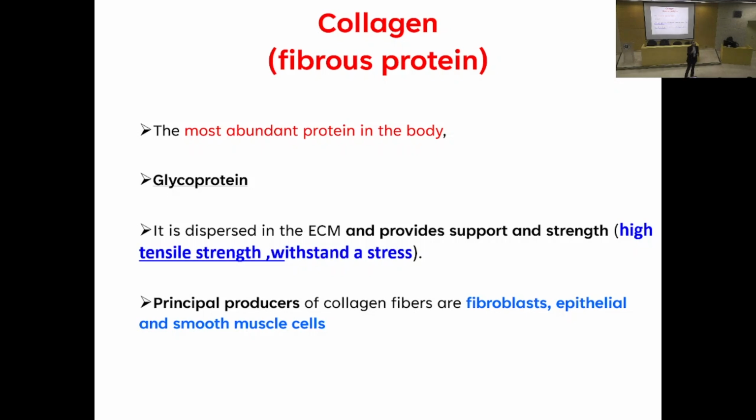All right? So this is what we call a very high tensile strength, to withstand any stress. Any pressure, it will oppose it. It doesn't let you pull your skin to the maximum. Impossible, because of the presence of the collagen in your skin. So, what are the cells which produce the collagen? They are the fibroblasts, epithelial and smooth muscle cells. So these cells you will see in the lab with Dr. Mai. You will see the difference between them.